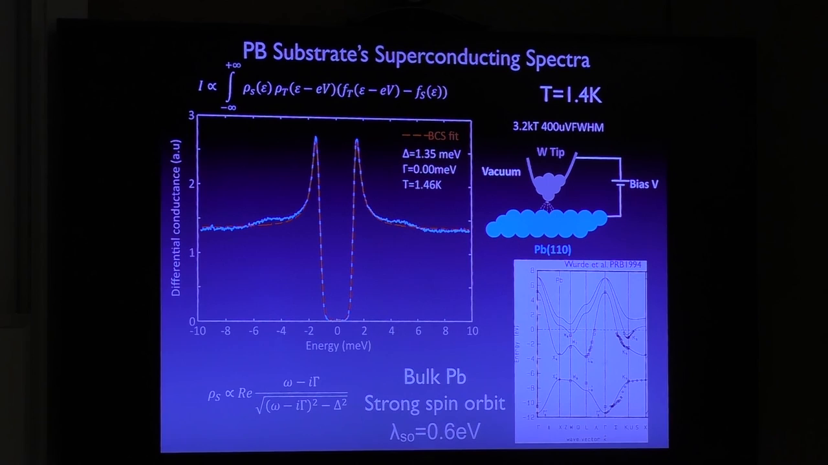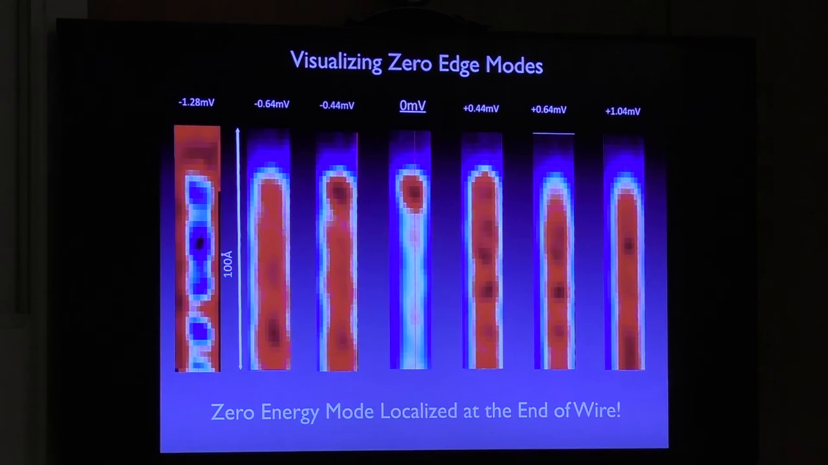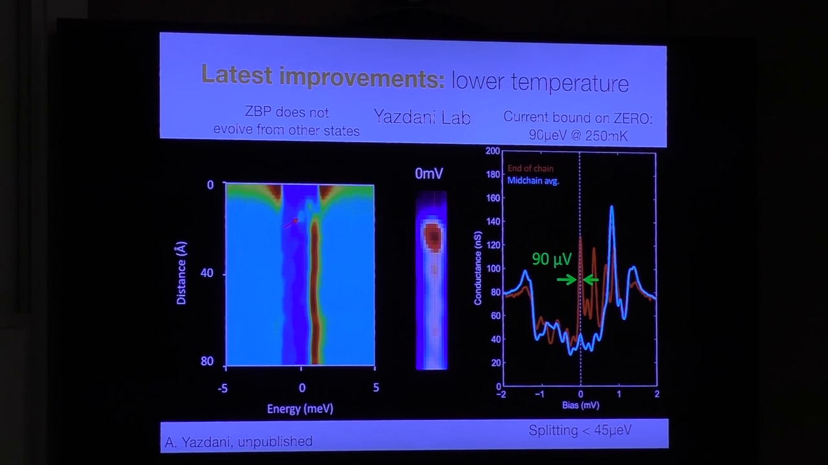Can you tell them apart? What would be the best way to tell them apart? The best way is that the Majorana would be at zero energy. The Shibas generically don't need to be. That's why I showed data at 250 millikelvin. If I go all the way to zero energy and it doesn't split, then it's certainly a Majorana. Now this is the splitting bound, which is the same bound that you find in these nanowires, by the way.